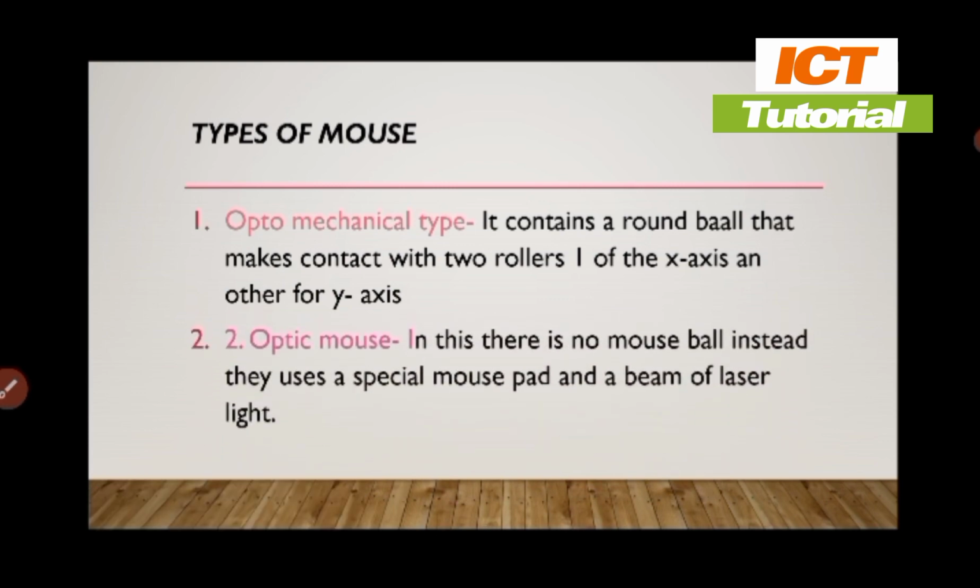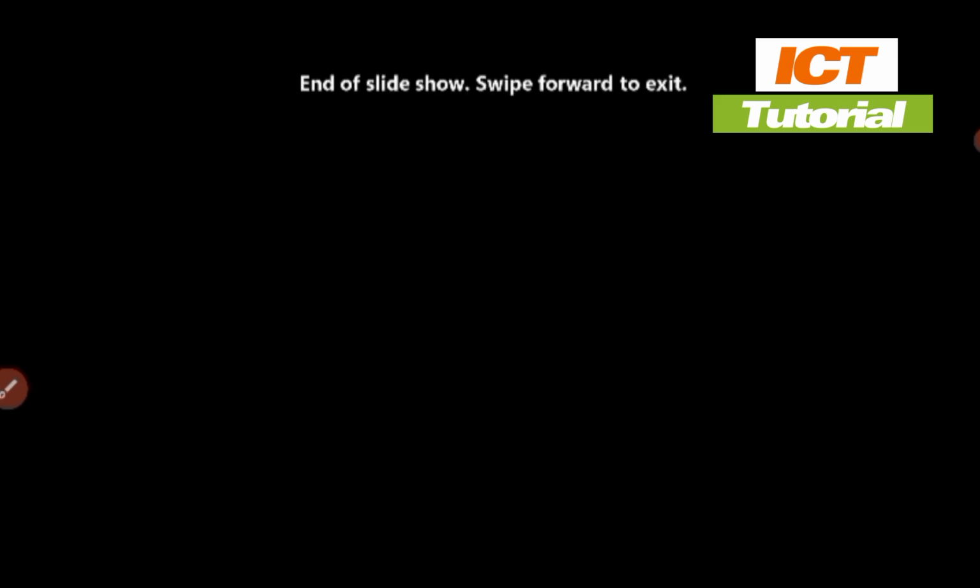The second type of mouse is the optic mouse. In this, there is no mouse ball. Instead, they use a special mouse pad and a beam of laser light. So if you are asked to define 2 types of mouse, you have the optomechanical type and the optic mouse. The difference is this one contains a ball, this has no ball, but it uses a special mouse pad and a beam of laser light. A laser light, I think, is for those which are wireless. You use the beam of laser light, you control without using peripheral devices to connect it to the computer.